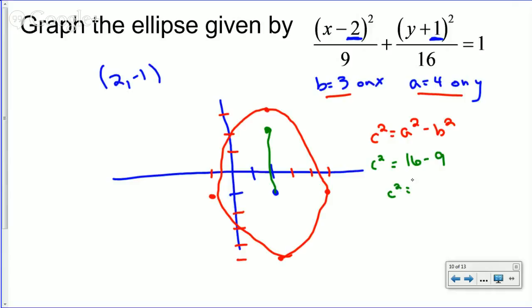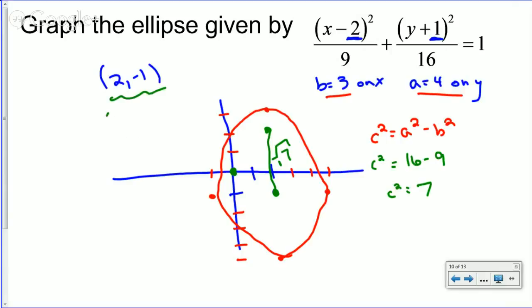16 minus 9 is 7. So that's square root of 7. So that's basically the last problem that we had. Okay, so this is radical 7 from the center, not radical 5, radical 7 from the center. Not from the origin, so you got to add it to these numbers right here.